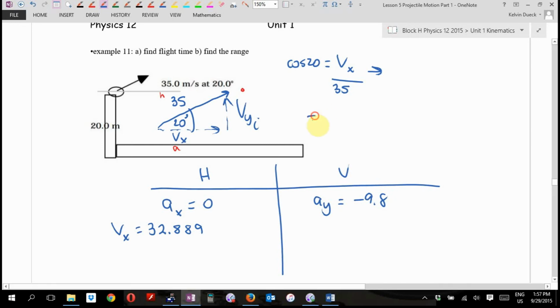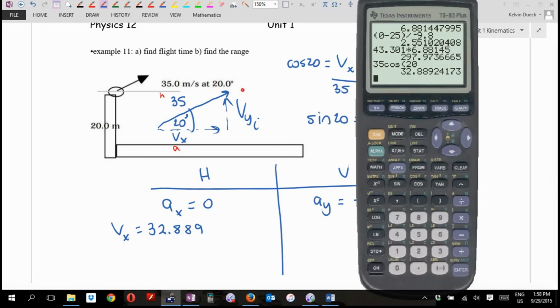And I'm pretty sure that sine 20 equals Vy initial over 35. If I multiply by 35, it ends up being 35 sine 20. And I get 11.9707.